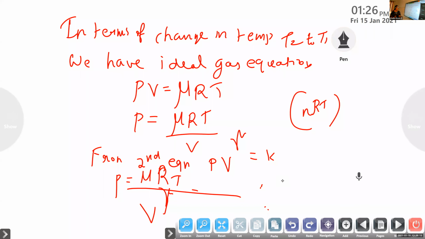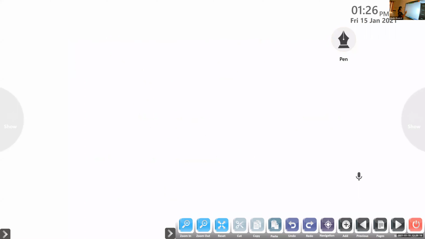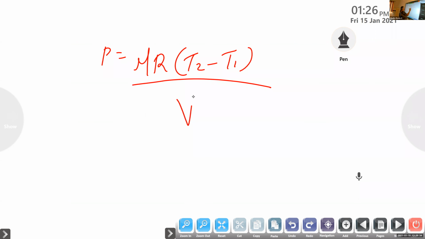Put the gamma with a bend like that, otherwise V and gamma look more or less the same. Okay, now instead of T, we can substitute the value T2 minus T1, okay? That is, P is equal to mu R (T2 minus T1) divided by V to the power of gamma.